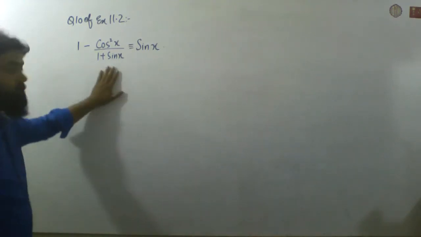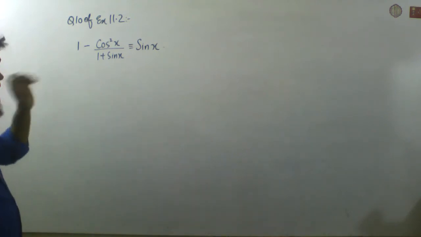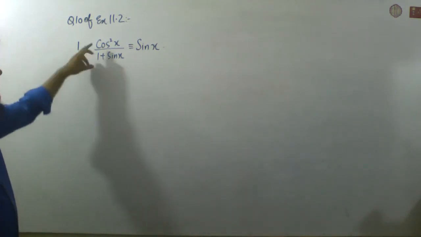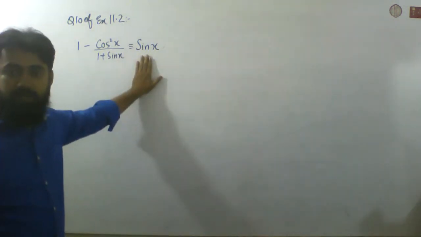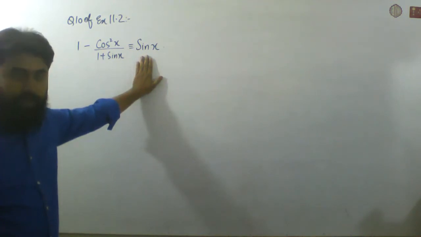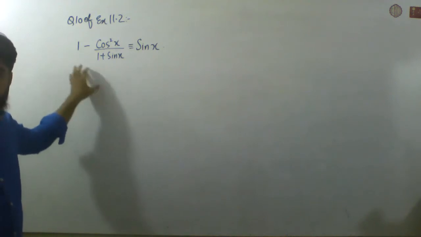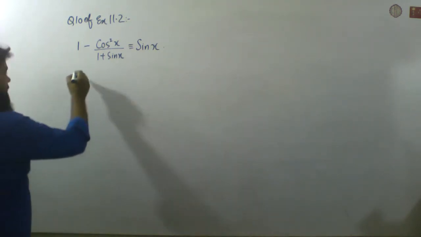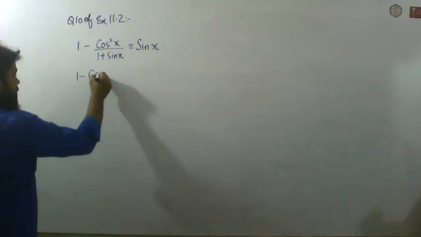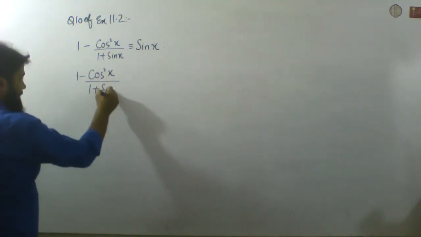Okay, question number 10 of exercise 11.2. The question says that (1 minus cos square x) over (1 plus sin x) is equal to sin x, and I have to show that. So how are we going to start it? Of course, I'm going to take the left hand side because there are more identities given over here than this side. So first thing, 1 minus cos square x over 1 plus sin x.